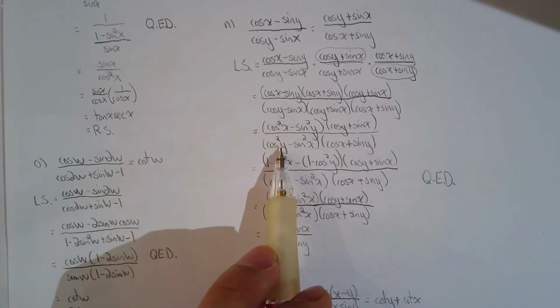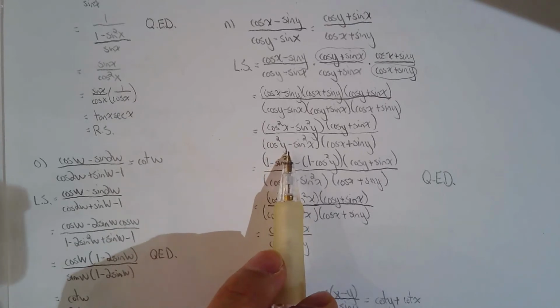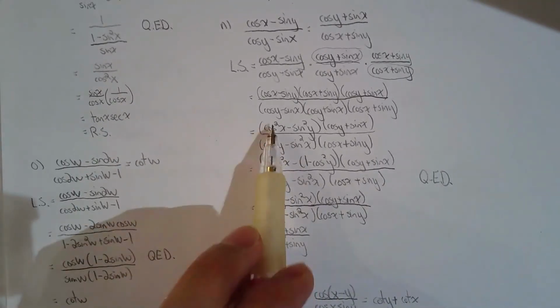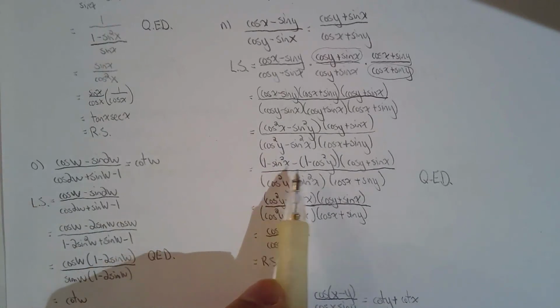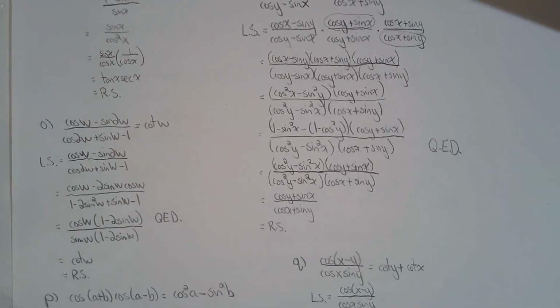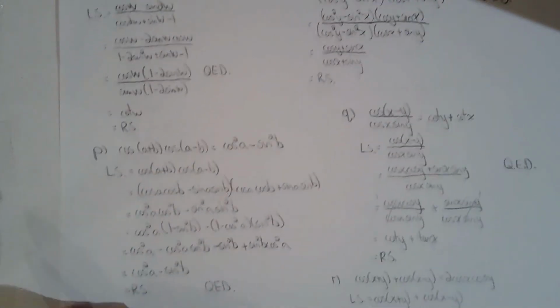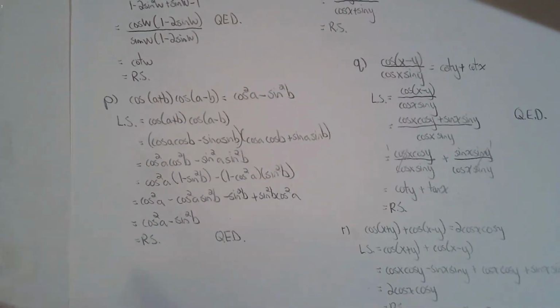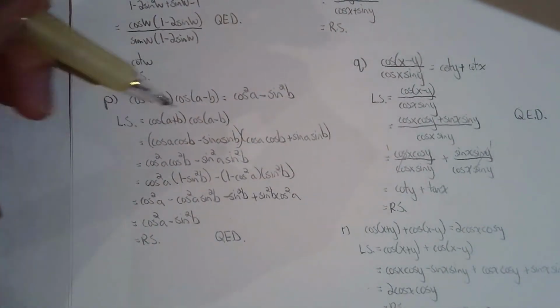Now, it seems a little hopeless, but wait a minute. Just use the Pythagorean identity, and then you're done. So I change cos squared x to 1 minus sine squared x, and I change sine squared y to 1 minus cos squared y. And lo and behold, it simplifies and it works out beautifully. Okay, so that was one of the harder ones. Then we go back to the easier ones.